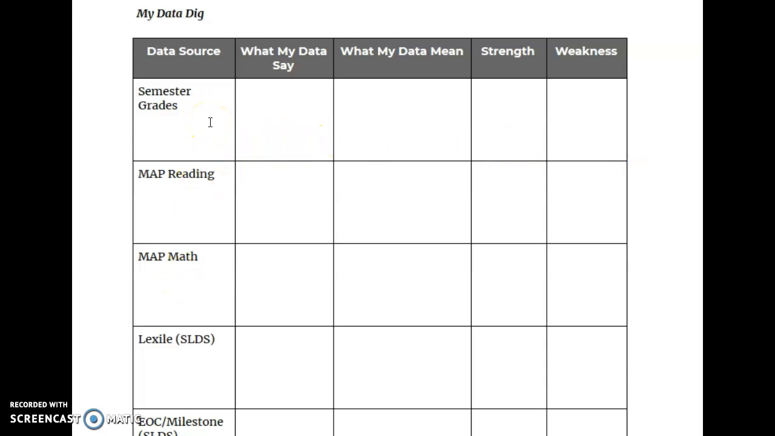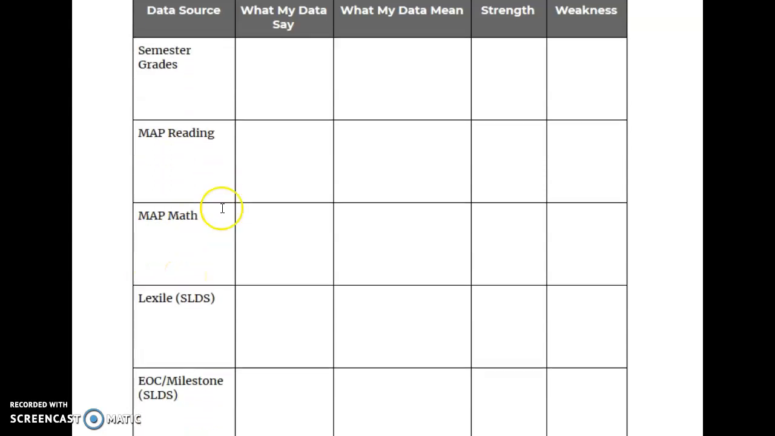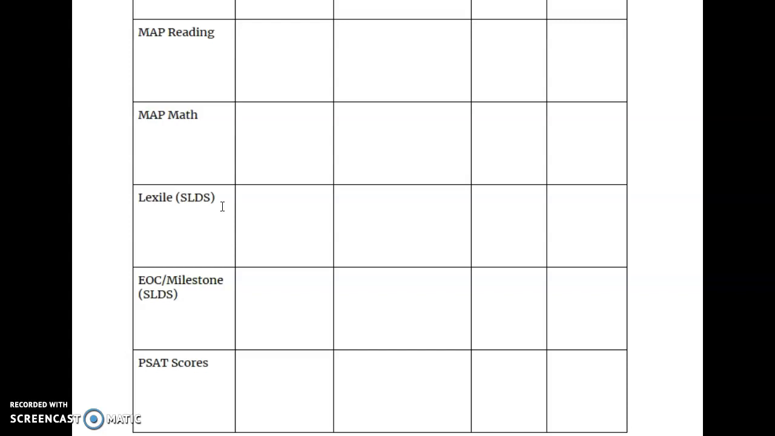Of course, you have your semester grades from your report card that you received today. You also have a printout of your MAP scores, one for reading and one for math. We're going to look at those in detail. If you can access Infinite Campus, then you should be able to get to SLDS, which is a data system that's got all of your state data on it. This will include your Lexile score for all of the years that you've been enrolled in a Georgia school, as well as your former EOC and Milestone scores. And so you can look at patterns in those.